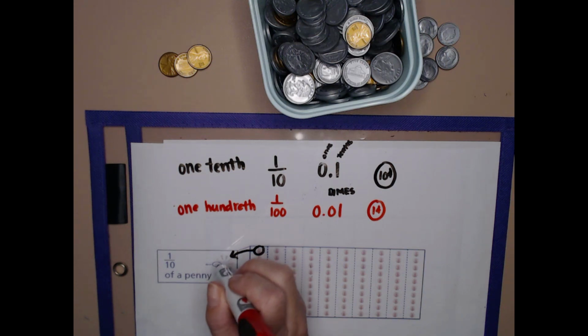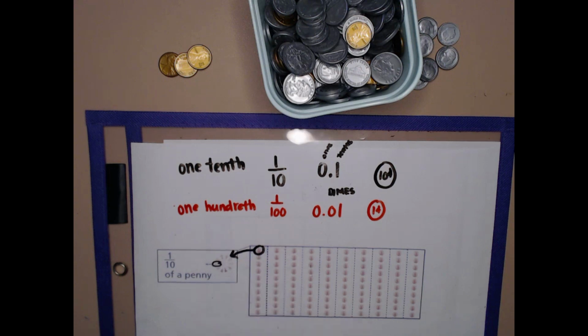So now I want to know what is just one of those 10 pieces called. Do we have a coin for that? We don't. We would call it 1/10 of a penny. We could call it a part of a penny.